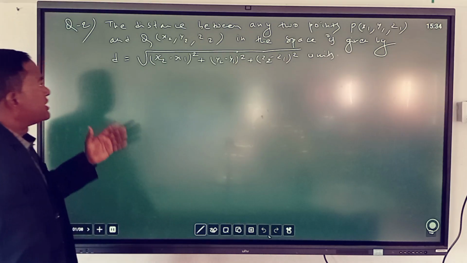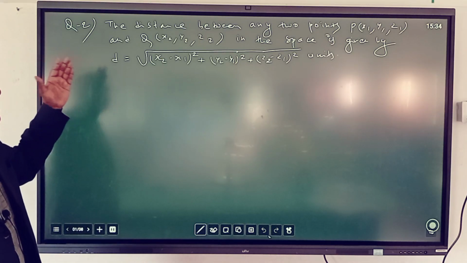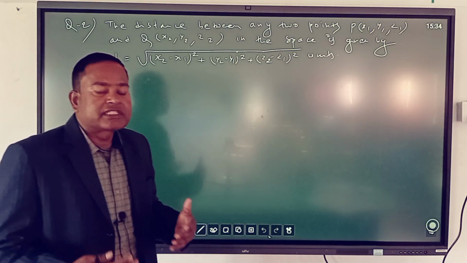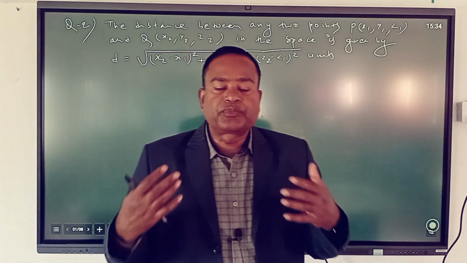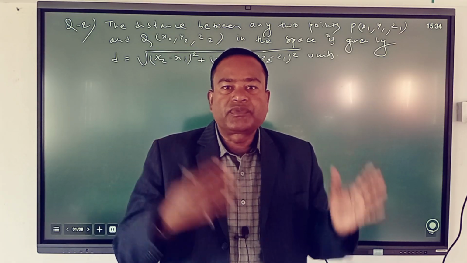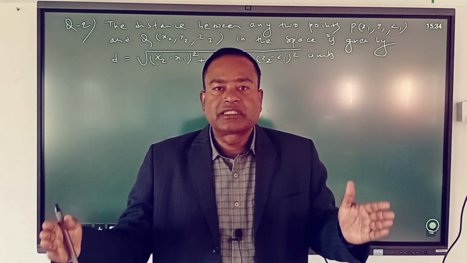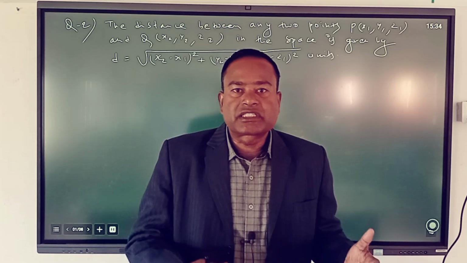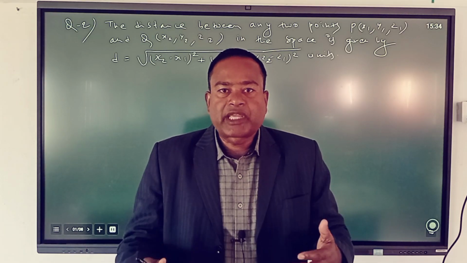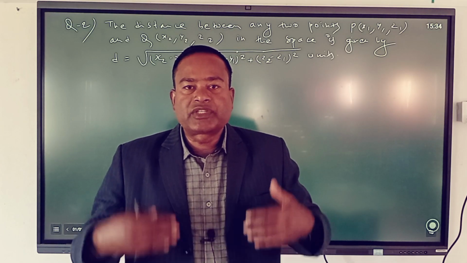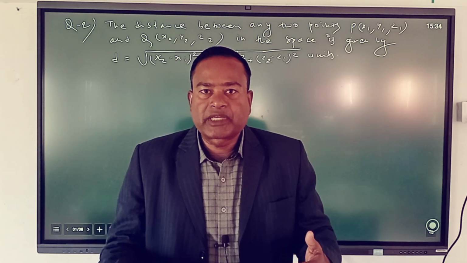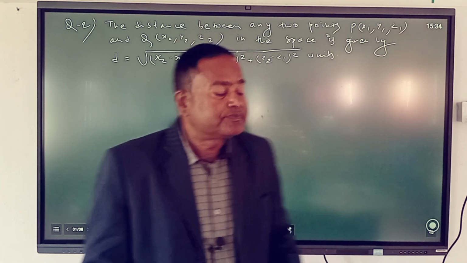Dear students, this is the second proof. In this question we have to prove that the distance between any 2 points in space is given by the formula d is equal to root x2 minus x1 whole square plus y2 minus y1 whole square plus z2 minus z1 whole square. Here we go.